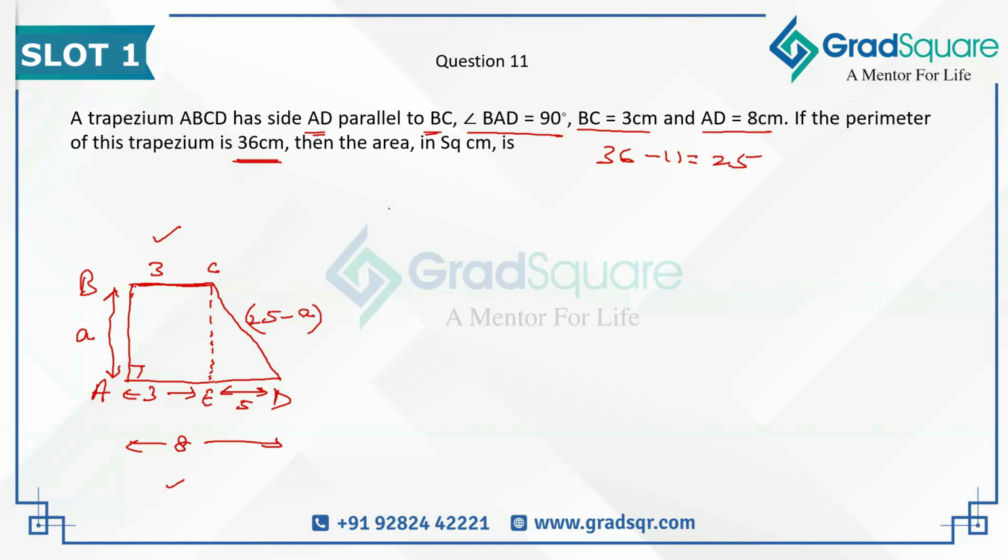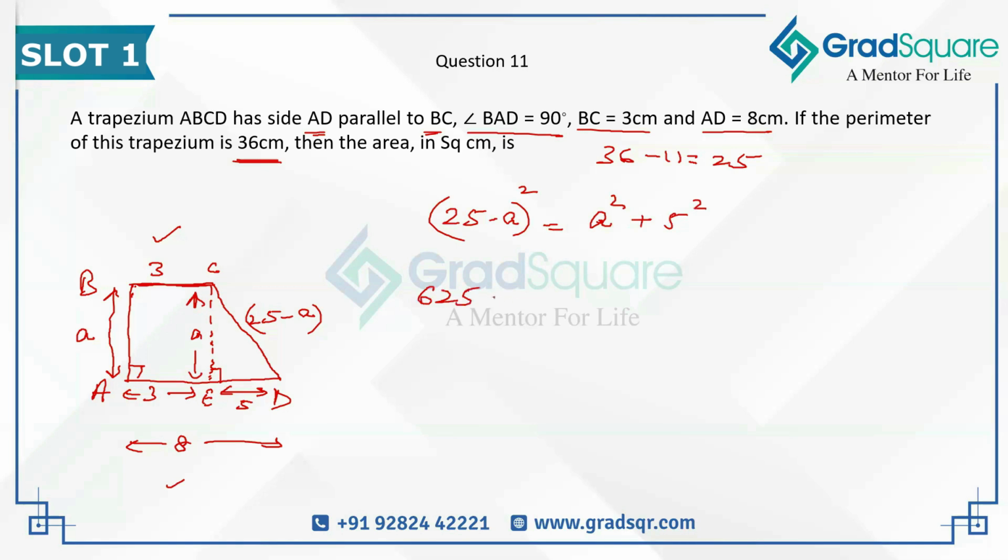Now, if you look at the triangle CED, this is a right angle triangle where CE should also be equal to A centimeters because it is forming a rectangle, right? So if CE is equal to A centimeters, then you can apply your Pythagoras theorem over here and say (25 minus A) whole squared, which is hypotenuse square, is equal to perpendicular square, which is A square, plus ED square, which is 5 square, right? So let's just try and solve this.